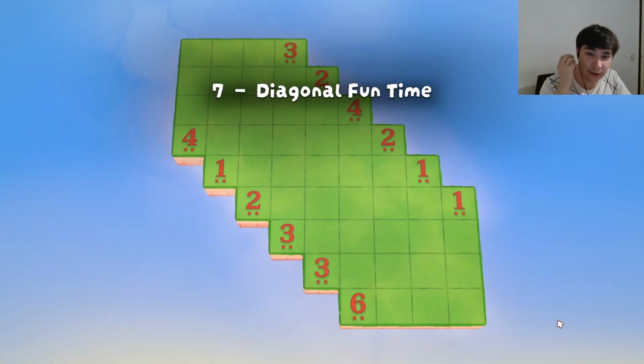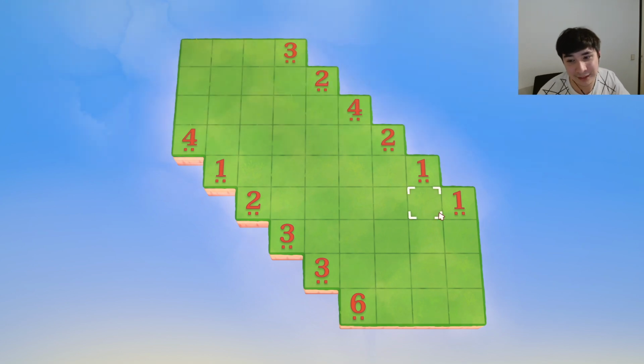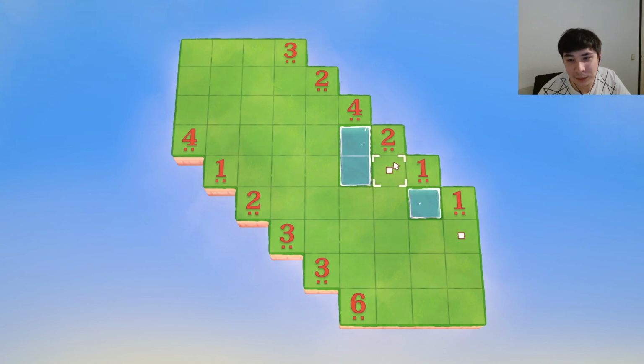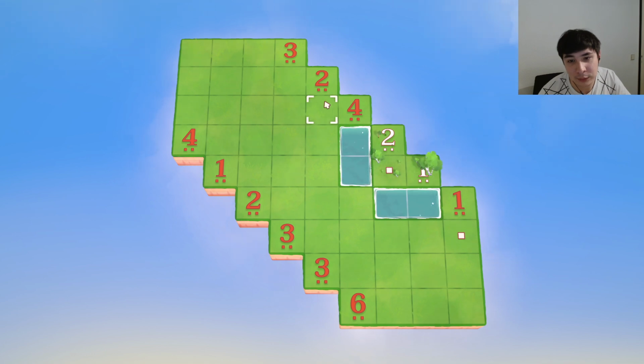Nice. Diagonal fun time. Perfect. What the hell is this? Okay. So the ones cannot connect, right? Because if the ones connect, that's a 2 region and we don't have enough for that. So this one's going to connect diagonally to the 2. That's going to form a region of size 3. That's perfectly fine. This 4 is going to escape to the right and connect to this 2. This is going to expand to 6.